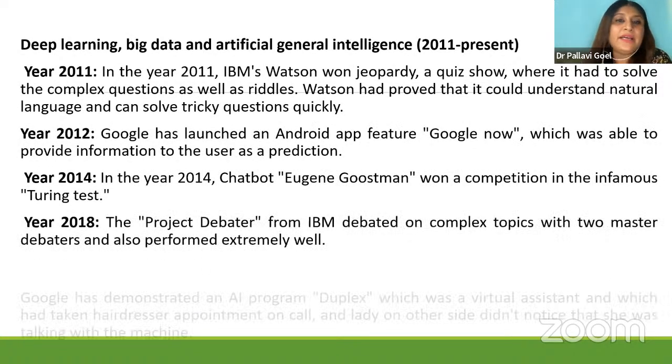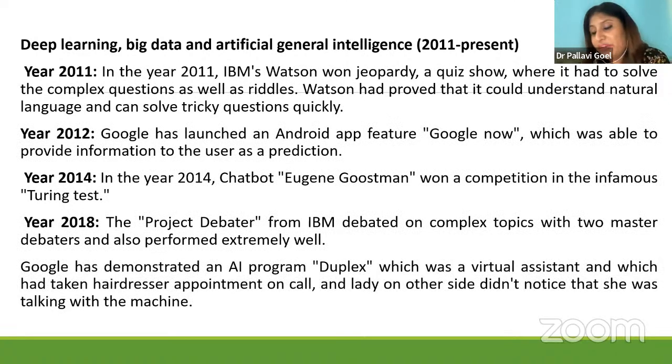Deep learning, big data, and artificial general intelligence. In the earlier video on YouTube, I told you Jeremy was explaining about deep learning, AI, and ML. So here, deep learning, big data, and artificial intelligence come into existence in 2011. In that year, IBM Watson won Jeopardy, a quiz show where it had to solve complex questions as well as riddles. Watson proved that it could understand natural language and solve tricky questions quickly. In 2012, Google launched an Android app featuring Google Now, which was able to provide information to the user as a prediction.